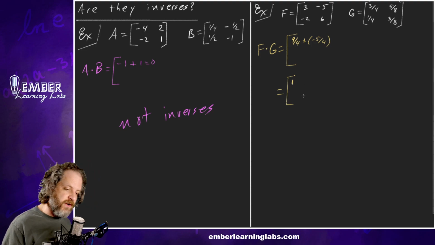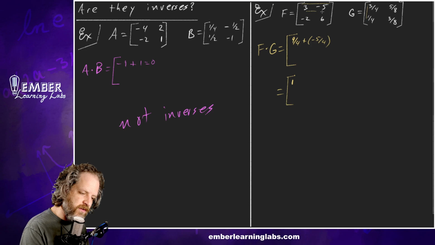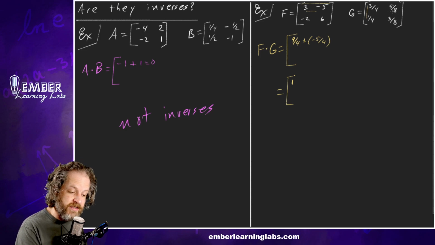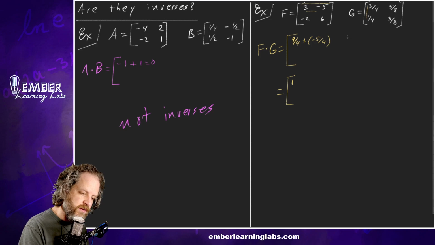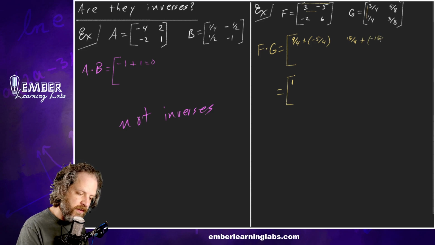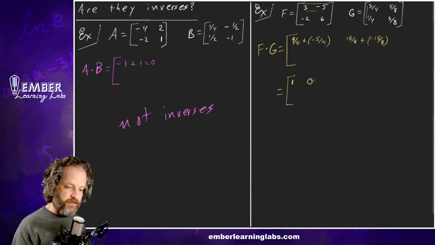So it's looking okay so far, right? So let's do the next one. We've done this and this. We've got to do this and that next. So 3 times 5/8 is 15/8, plus -5 times 3/8, which is -15/8. So 15/8 plus -15/8 is 0. We're still looking pretty good.